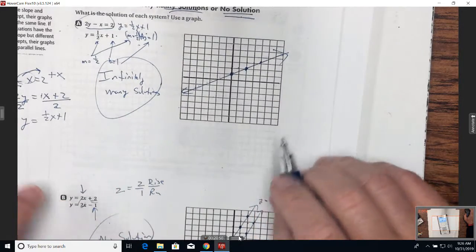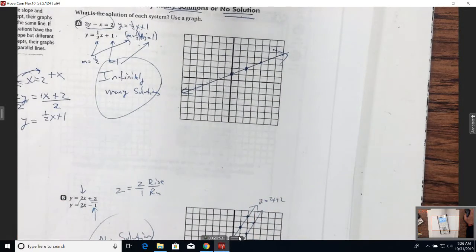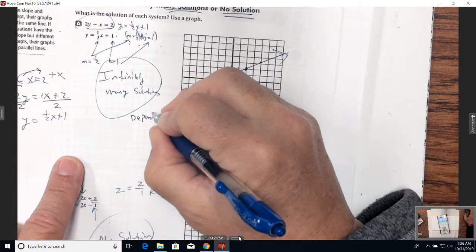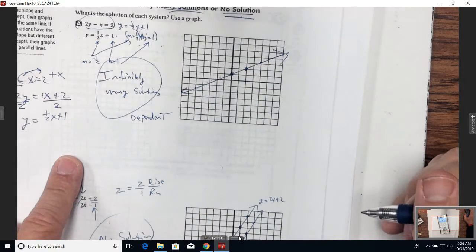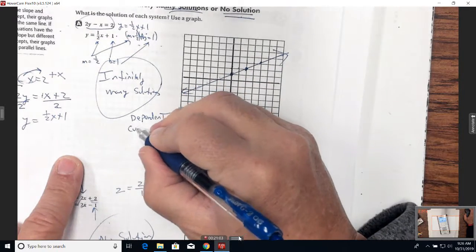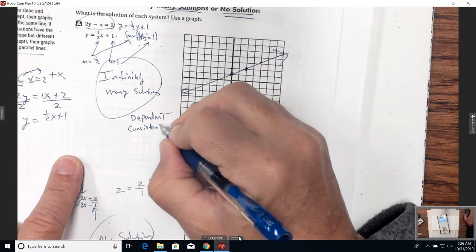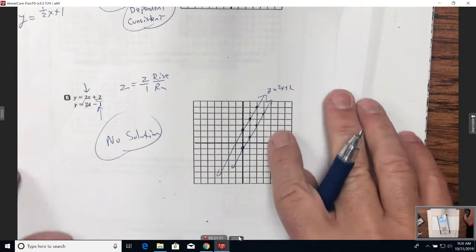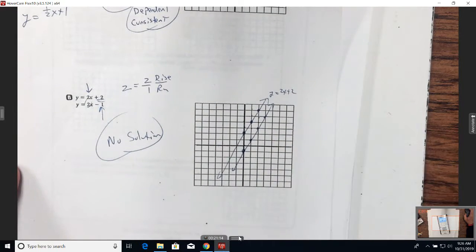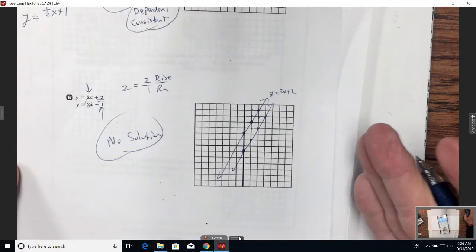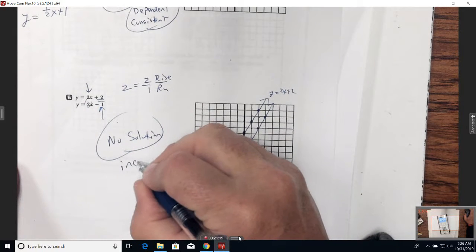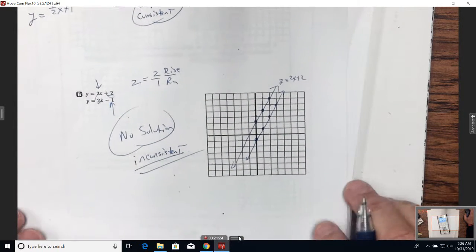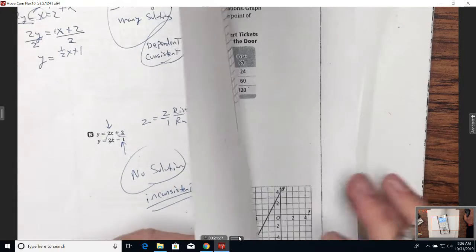All right, so do you remember what this is called? What type of a system is this called from yesterday? Is it independent or dependent? So it is a dependent, consistent, or inconsistent? Consistent, because it has at least one solution. So that's a dependent, consistent system. What about this system? What would it be called if there's no solutions? It's not independent nor dependent. It is just what? Inconsistent. Okay? So make sure you know that. You might see that in the homework check.